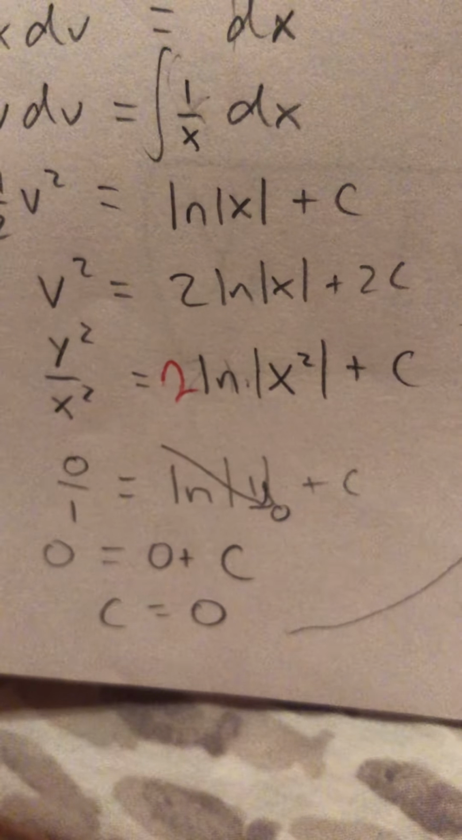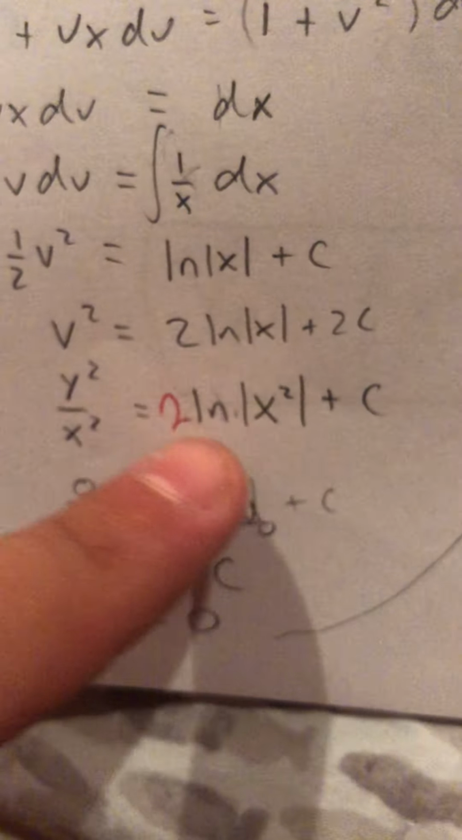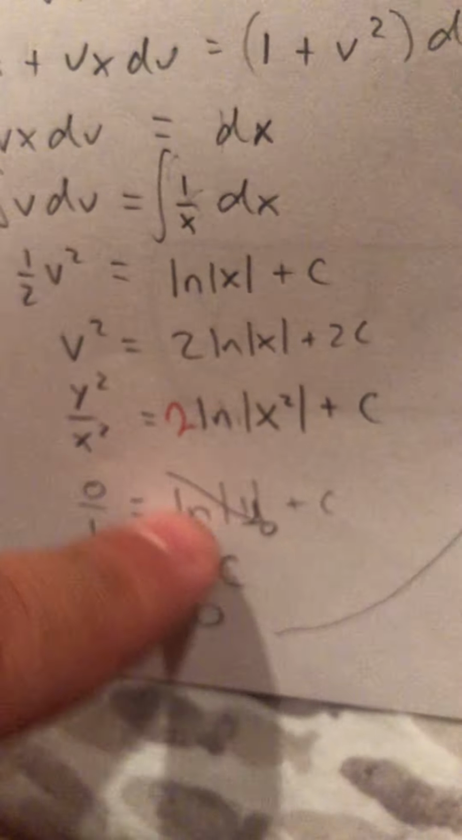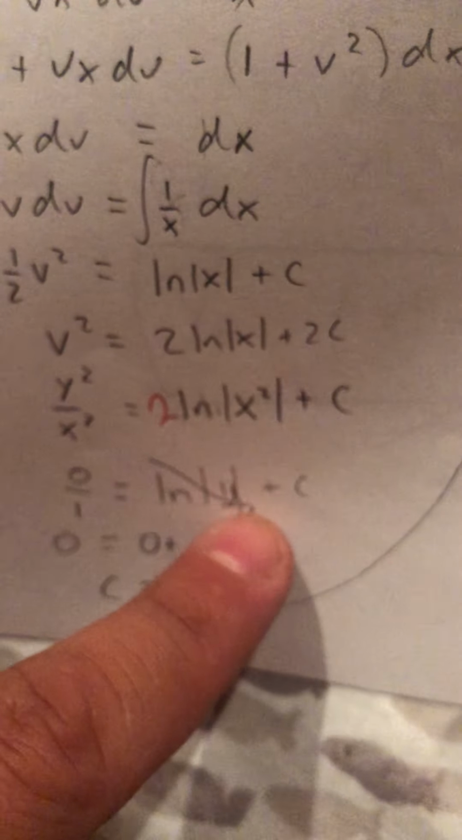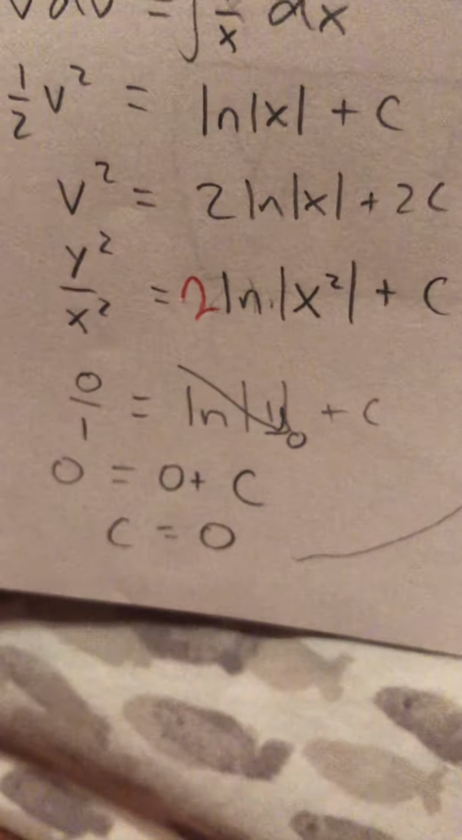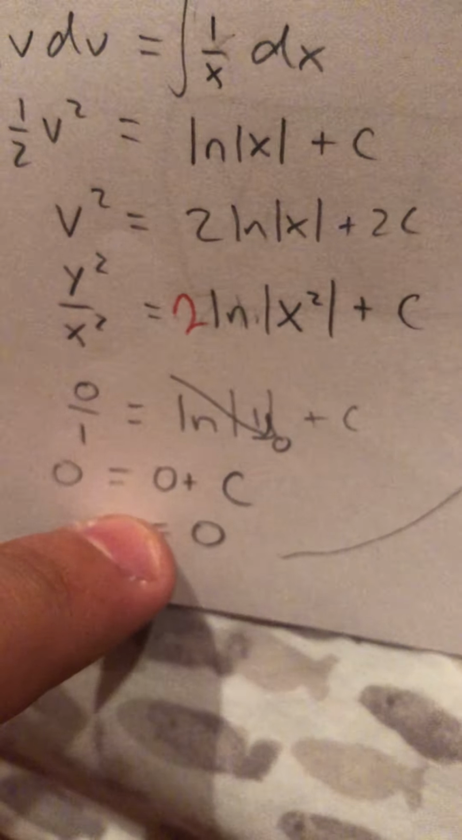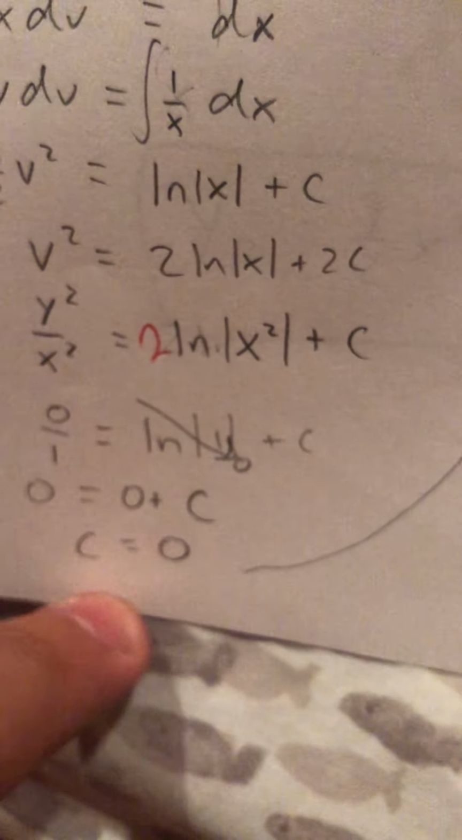E to the power of what gives you 1? Only e to the 0 gives you 1, because anything to the power of 0 is 1. So 0 equals 0 plus c, so c is equal to 0.